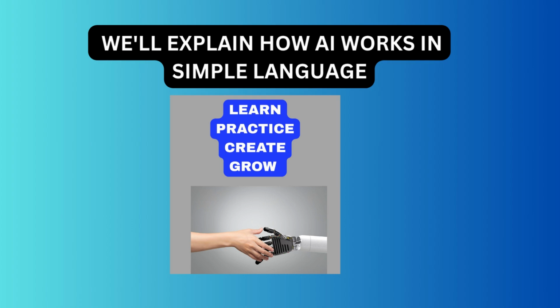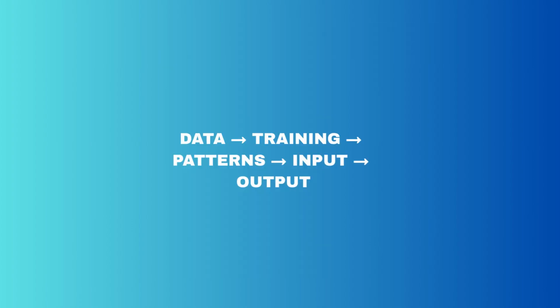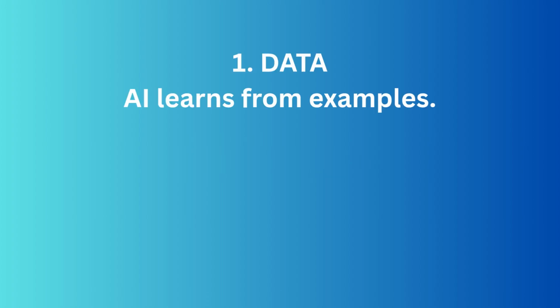At a basic level, many modern AI systems learn patterns from data and use those patterns to process new information and produce an output. A simple way to remember the process is data, training, patterns, input, output. Let's look at each step. First, AI needs data to learn from. Depending on the system, that data can include text, images, audio, video, numbers, or other examples.